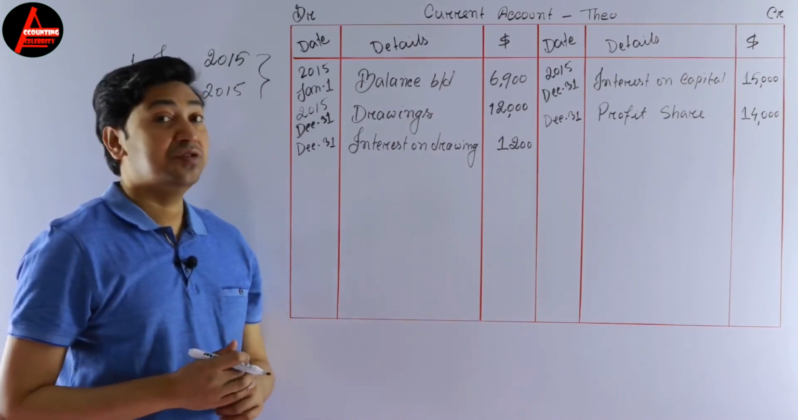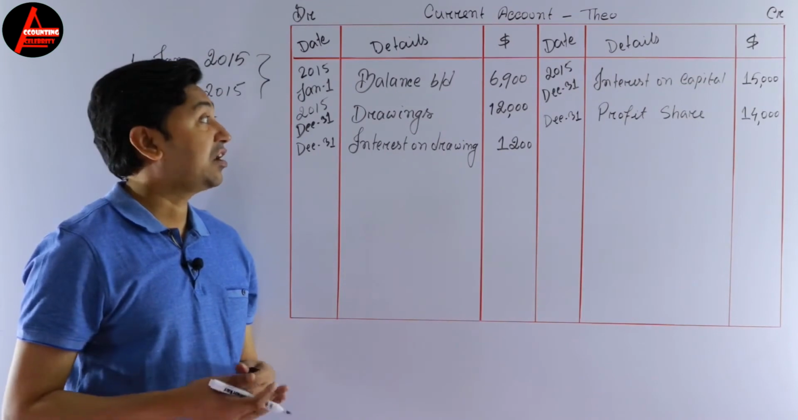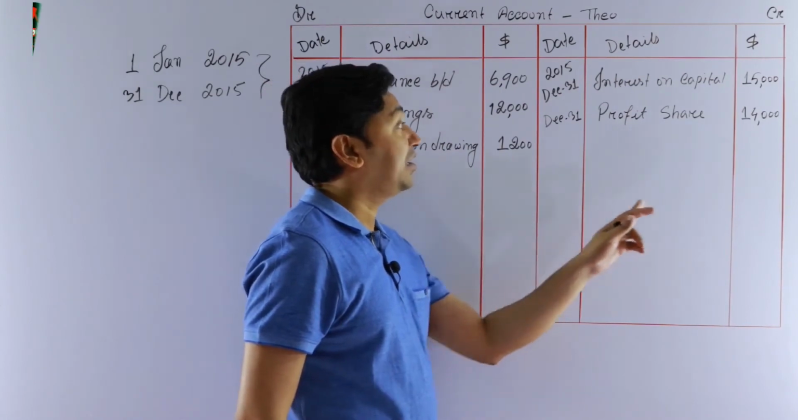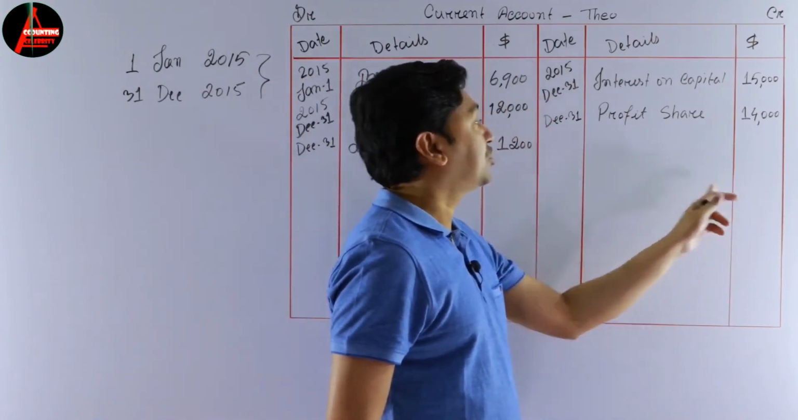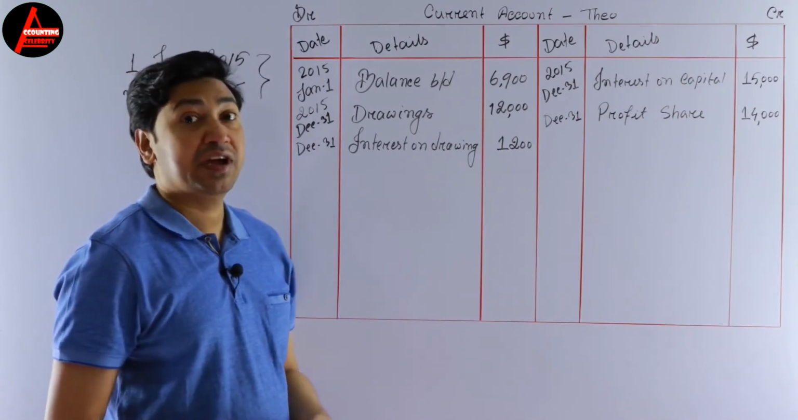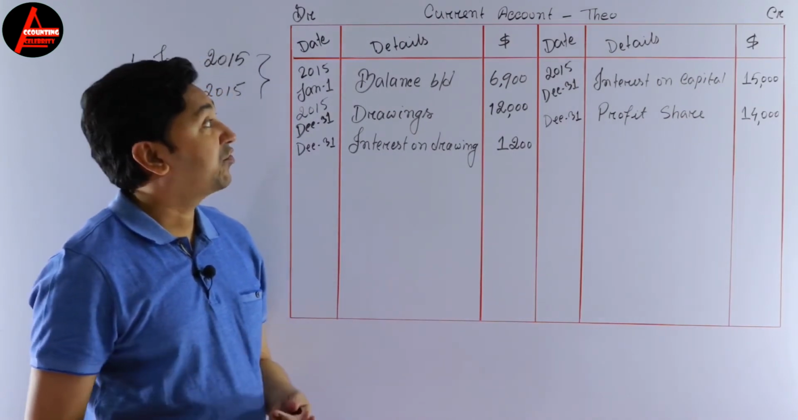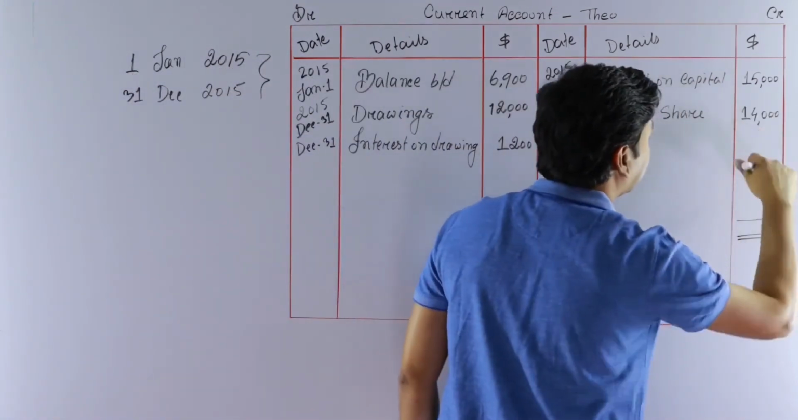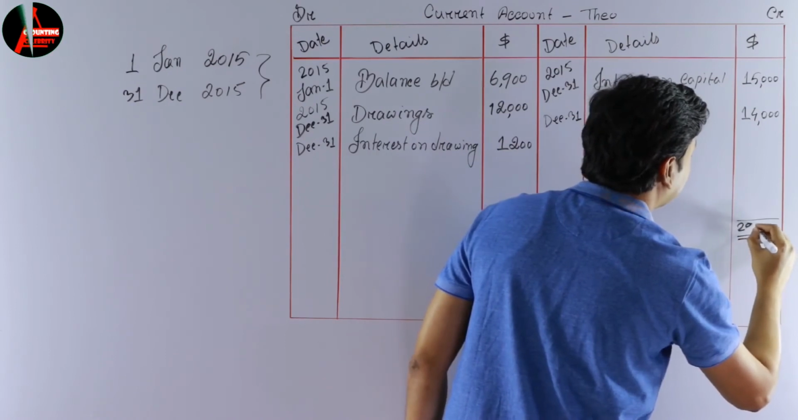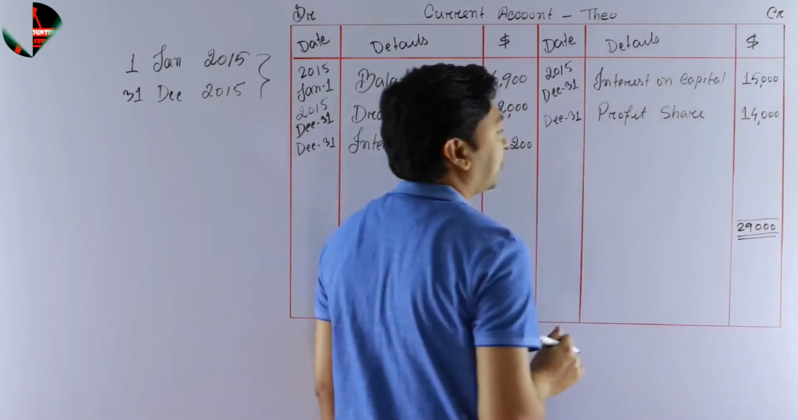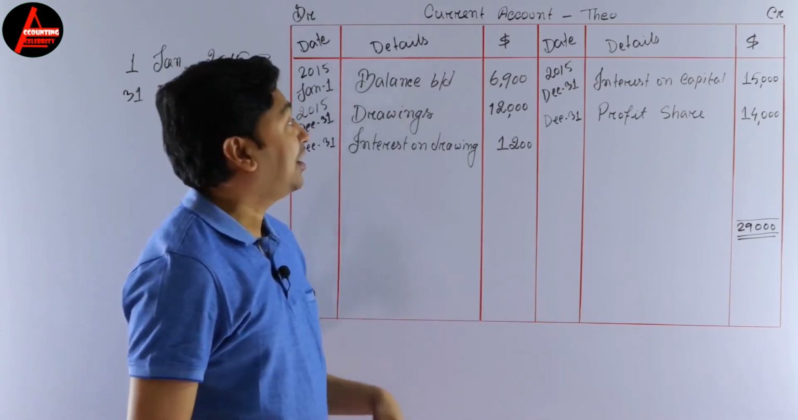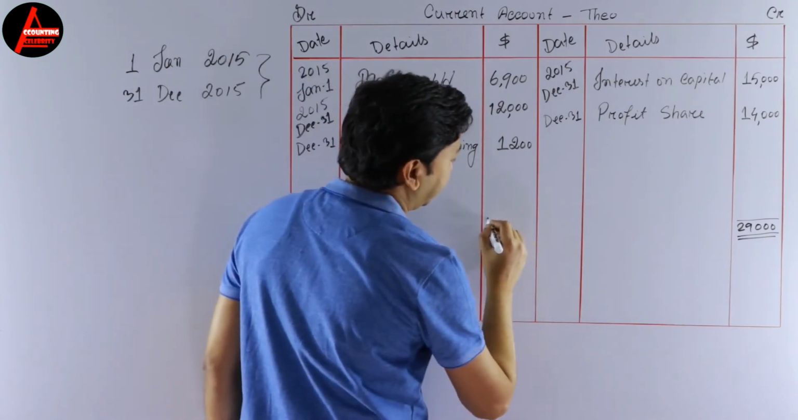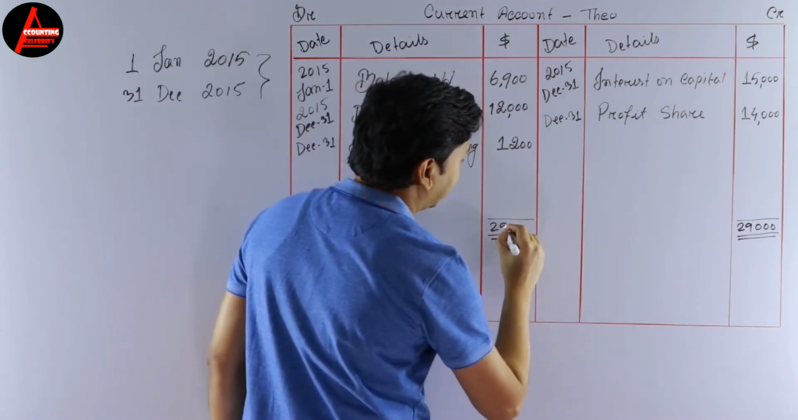Okay, so now what to do? We are required to balance it. In the question it is written that we have to balance it. To balance, first of all we have to compare this debit column and this credit column. If we compare these two columns, which column is larger in terms of value? We see that it is the credit column. If we add these two values we get $29,000: 15 plus $14,000 equals $29,000. Now we will take this $29,000 to the debit side, the opposite side.